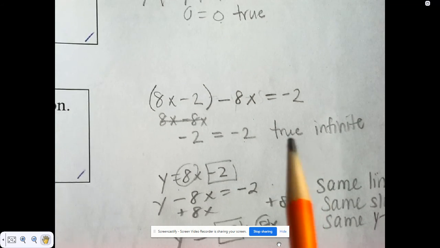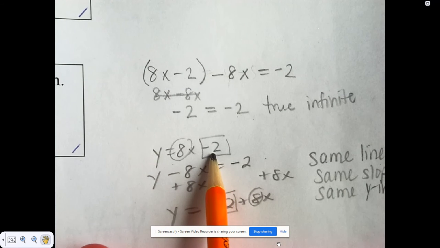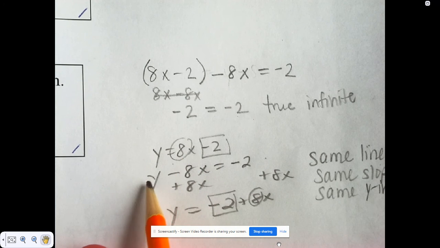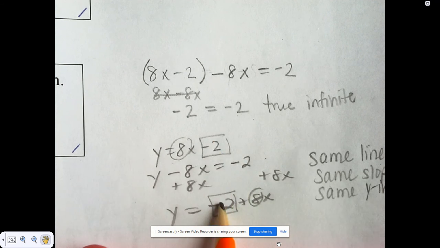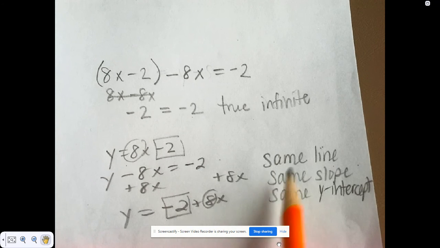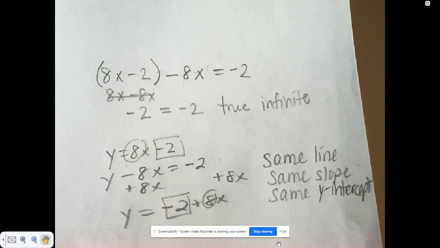Those of you that chose to graph it, this was already in this format, y equals 8x plus negative 2. That's my starting point. That's my slope. This was not in the y equals mx plus b, so I need to get it into that format. And when I do that, I end up seeing that this is the exact same slope, the exact same y-intercept. If they're the exact same slope and exact same y-intercept, they are the same line. They are an infinite amount of solutions.